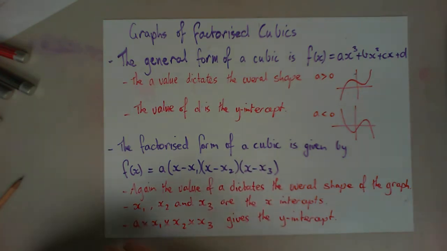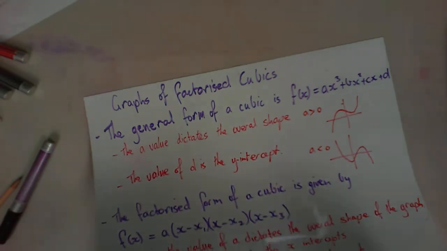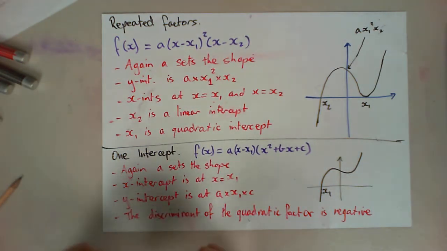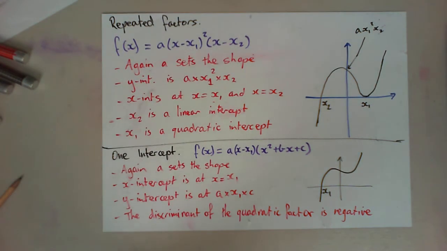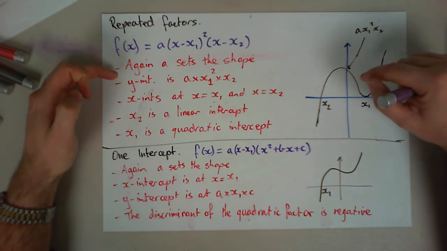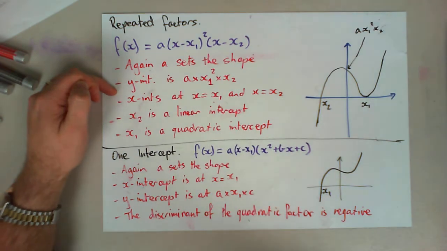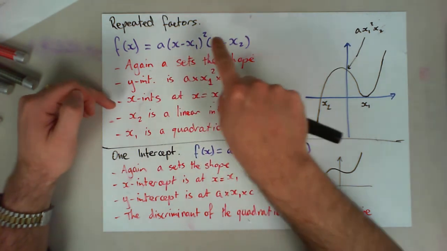What else have we got? We have a little bit more that we can look at. We have times where our factors are actually repeated, and we show that by having a squared here. So we've got f of x equals a outside of x take 1 squared times x take 2. Again, a sets the shape, whether it's positive or negative, our y-intercept is going to be these things multiplied together, and our x-intercepts are going to be x1 and x2.